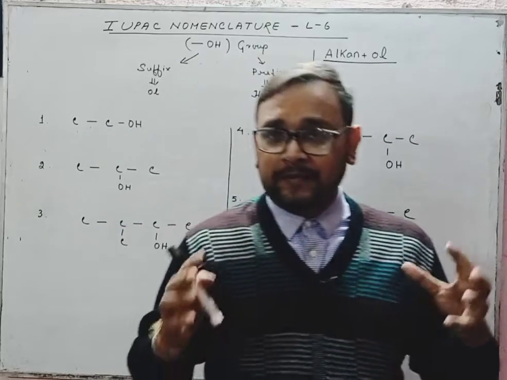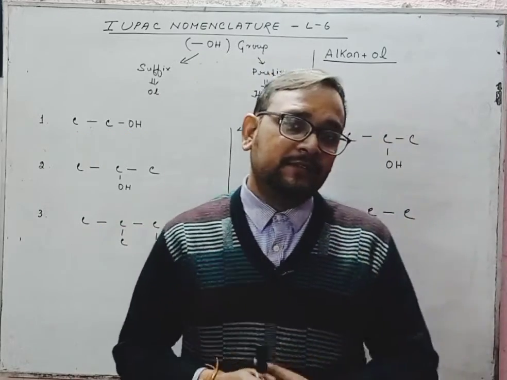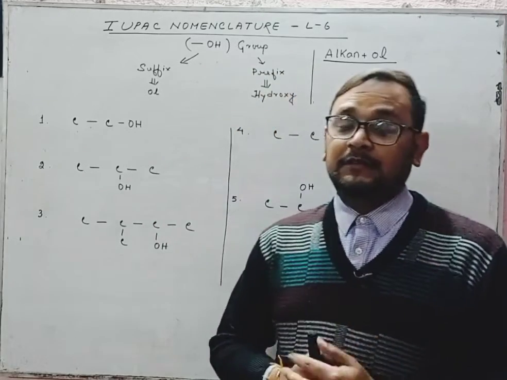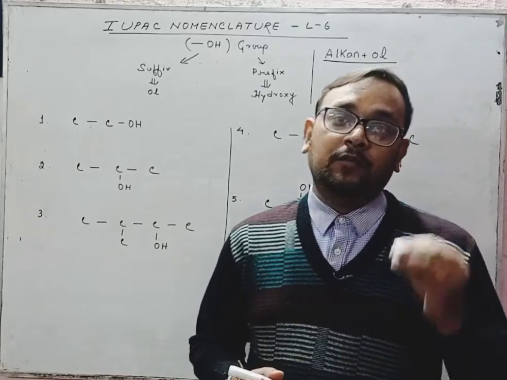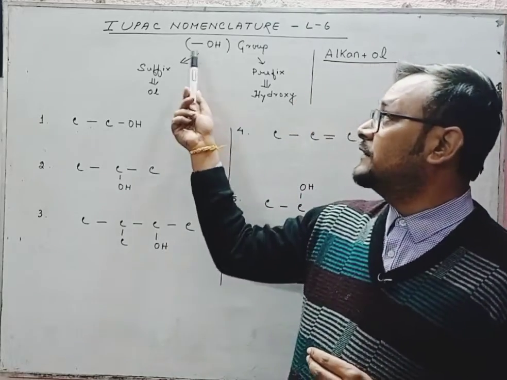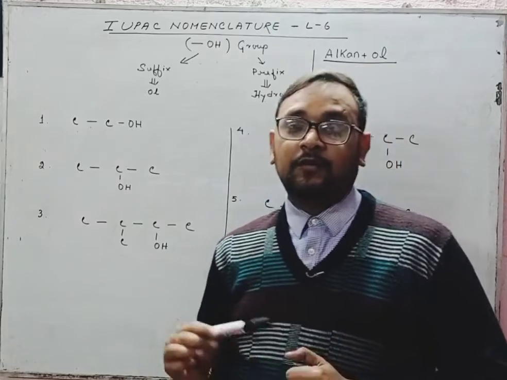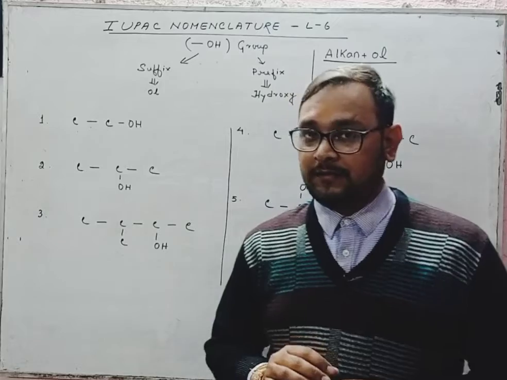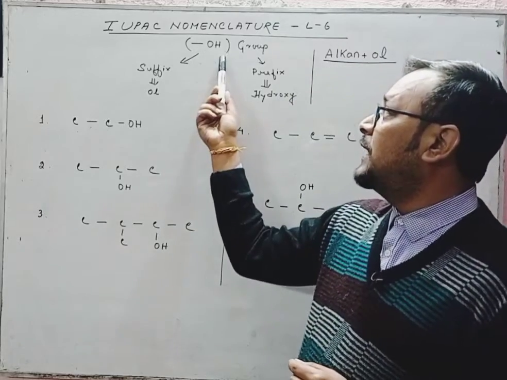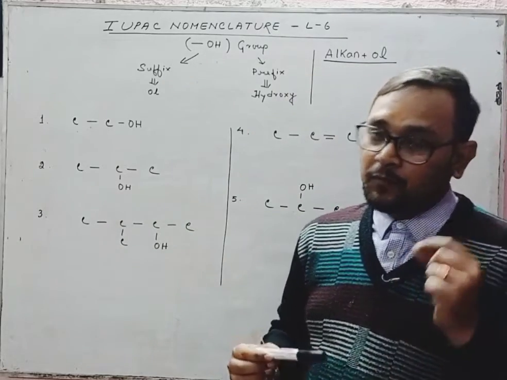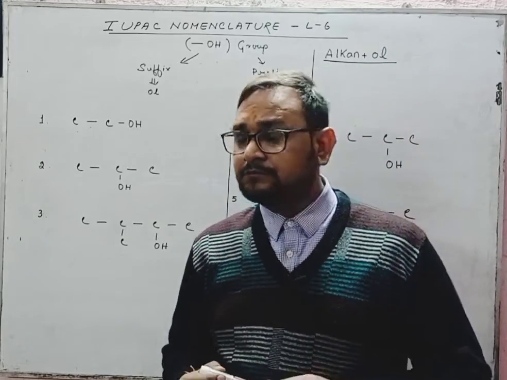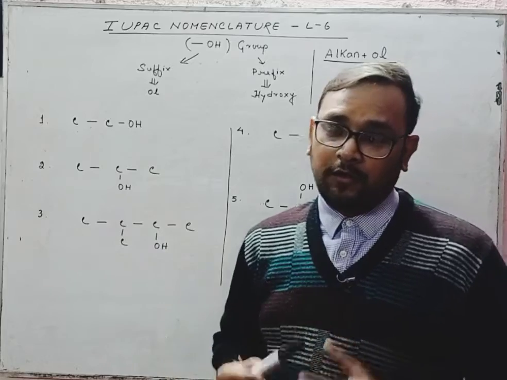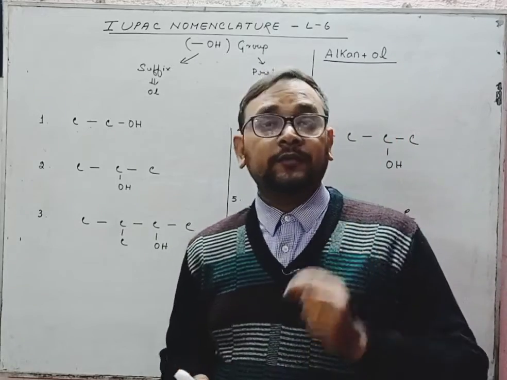Today I came up with another lecture on IUPAC nomenclature, and this is the sixth lecture on this topic. Today I am going to discuss how to name the functional group OH. In this part I will teach you how to use the suffix. The OH part is monovalent, its valency is 1, and it has the suffix "ol".